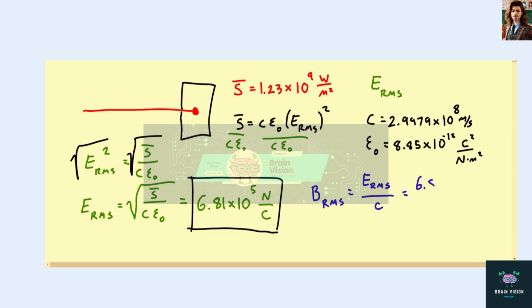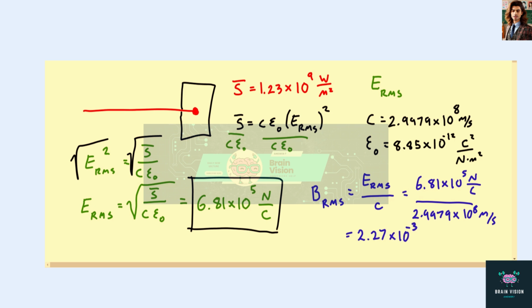So let's go ahead and plug that in now using that ERMS that we just found. 10 to the 5. We divide by C times 10 to the 8 meters per second. I get 2.27 times 10 to the minus 3.